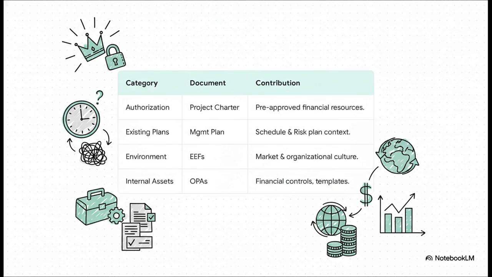These give you your guardrails. What's our budget authority? What does our schedule look like? What risks have we identified that could blow up our costs? Then you have to look outside the project. Enterprise environmental factors. These are things like market conditions or currency exchange rates that you can't control but that can absolutely wreck your budget. And then organizational process assets.